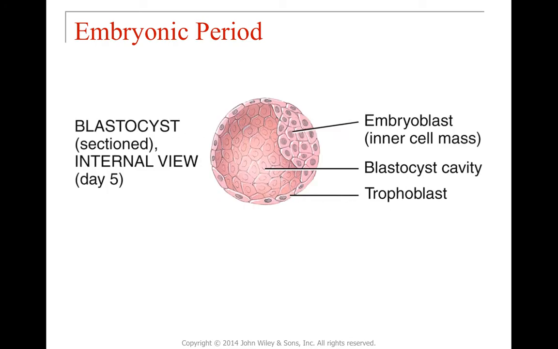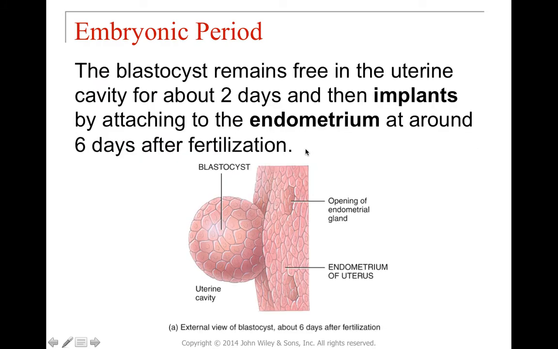All right, so if we were to take a section of the blastocyst and take a look through it, the internal view would show us that we have an inner cell mass that's oriented itself in one direction, and the blastocyst cavity inside. Again, this whole outer section is the trophoblast. So the blastocyst is still going to be rolling around the uterine cavity for the first 2 days or so, and eventually will find a nice place to implant itself by attaching itself into the endometrium. This happens approximately 6 days after the fertilization event.